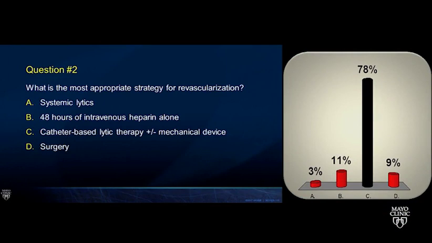So 78%. It's kind of split the other folks between the 24 hours of heparin alone or going to surgery. So for this question, I was trying to highlight that this is acute limb ischemia. I haven't given you anything in the stem that says that they would be contraindicated to have lytics done. And so they certainly need to be on heparin. You're going to be starting them on heparin. But because it's acute limb ischemia, they really need to be revascularized within 24 hours. And if they're in that threatened category where you're starting to have sensory or muscle loss, it needs to be within 6 hours. So the 48 hours of IV heparin alone is not correct because of that timing.